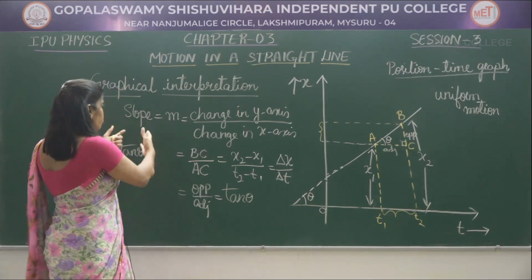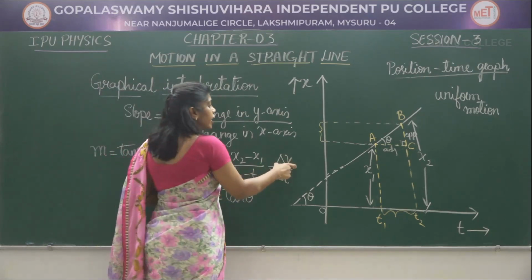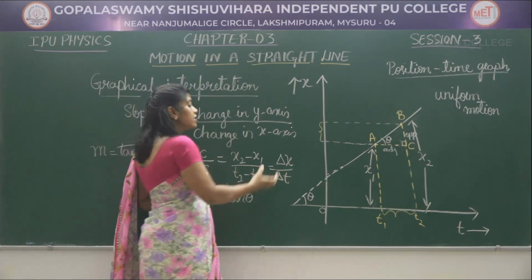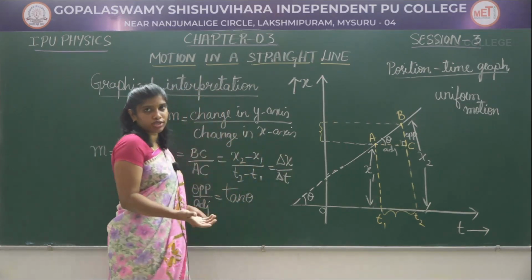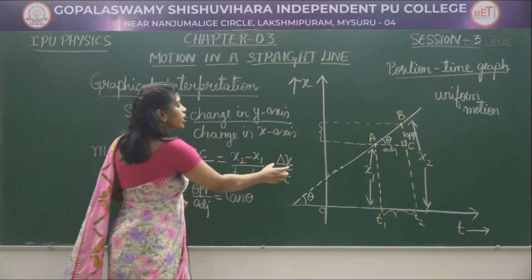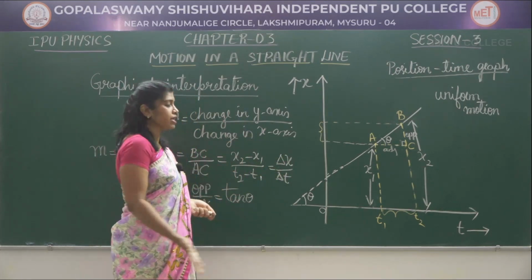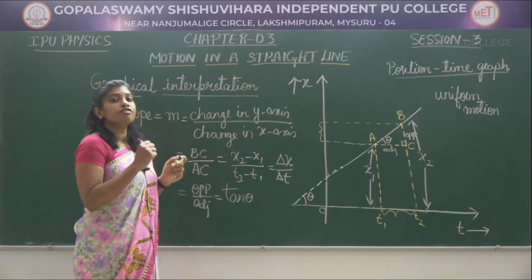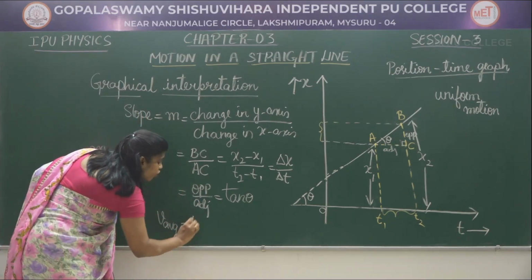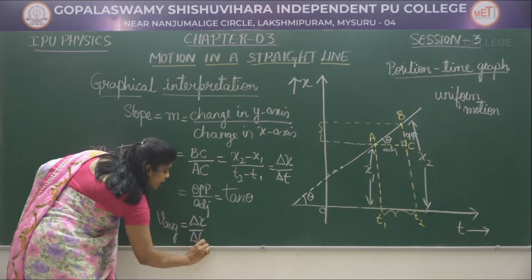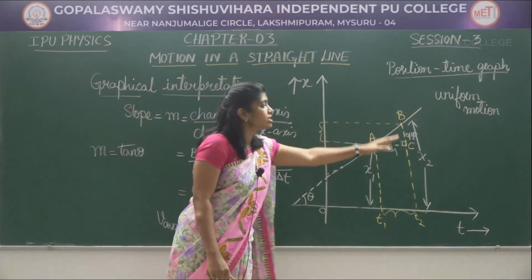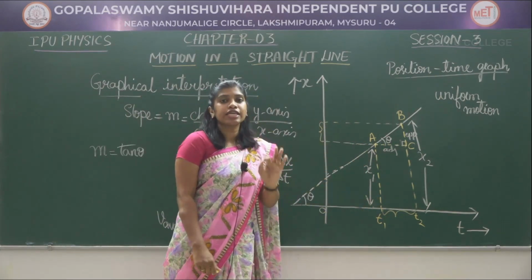Next, the slope we have found here is the change in position to change in time. That means this is nothing but the velocity. As we all know, velocity is displacement by time. Change in position is nothing but displacement. Displacement by time gives us the velocity, and this velocity is the average velocity, delta x by delta t. So, from this we have learned that the slope of this position time graph is velocity.